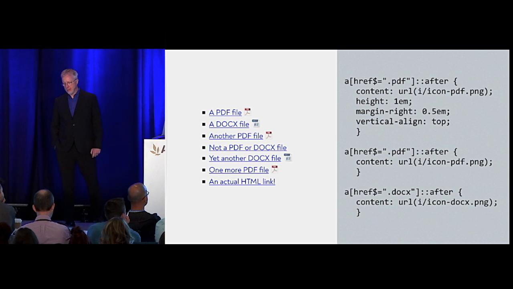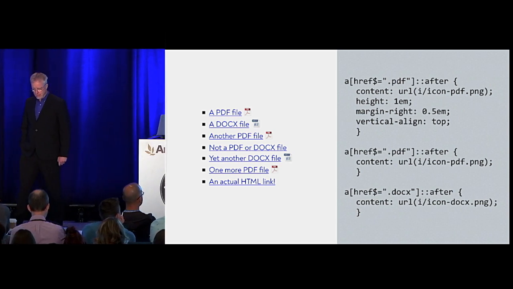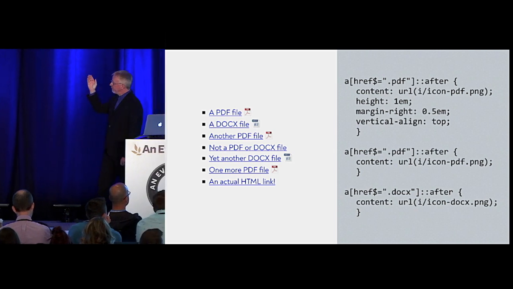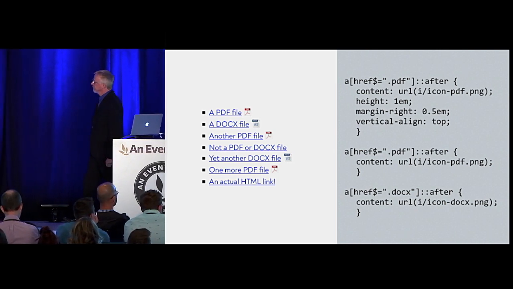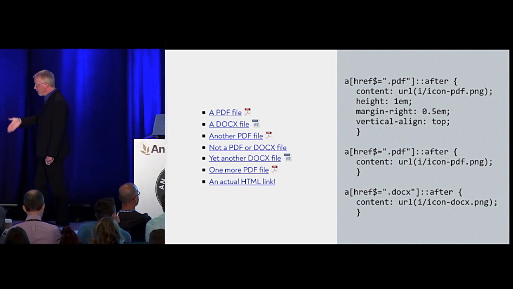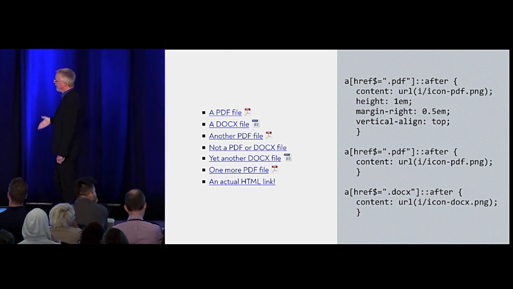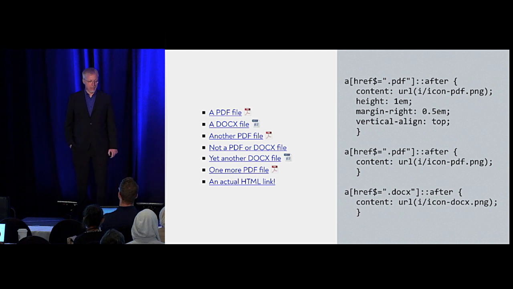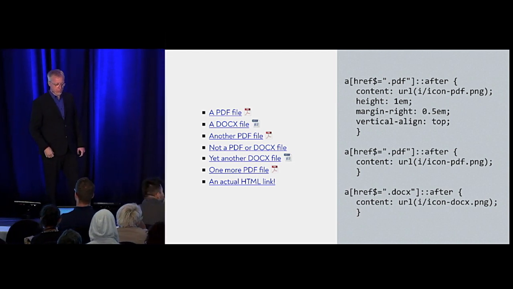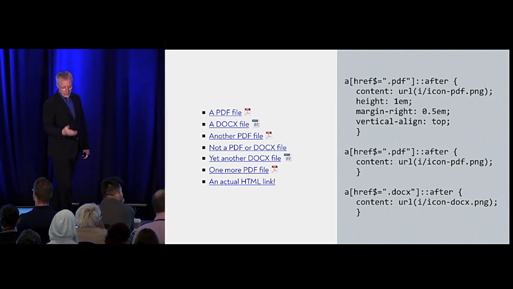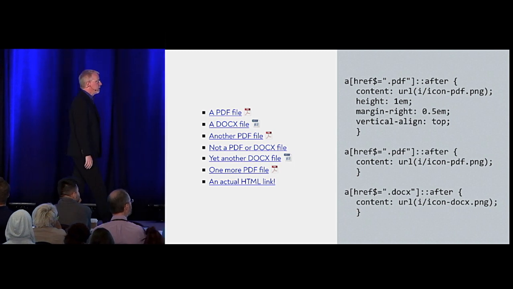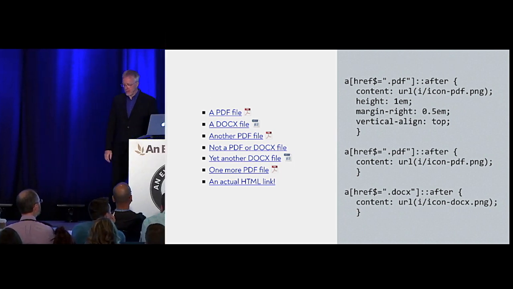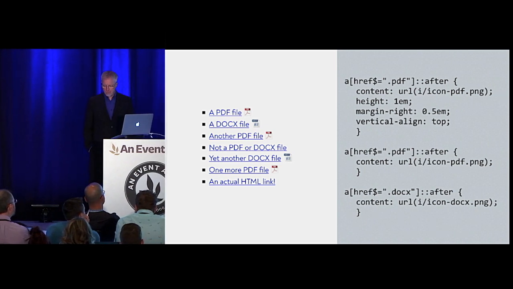After every A element whose href attribute ends in .pdf, I want a PDF icon. But if it ends in docx, or I could have put .doc as well, put in a Microsoft Word icon. Now here's the thing.